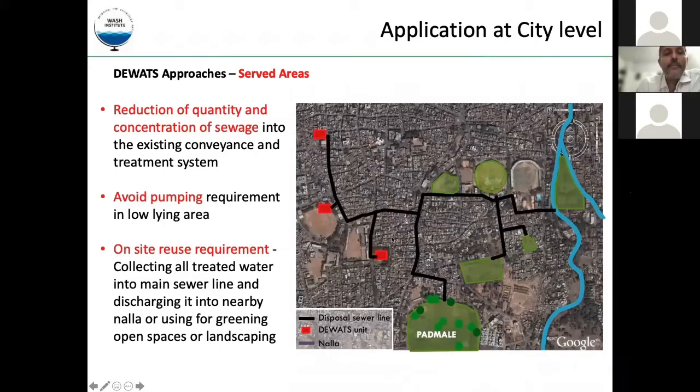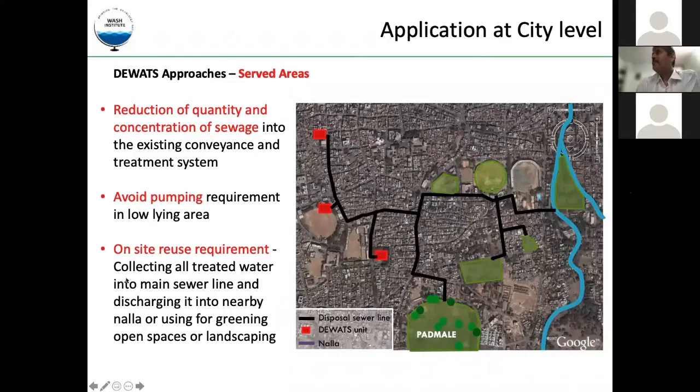Wherever you have a pumping station, maybe the pumping station can be avoided, and surrounding that, basically a low-lying area. So wherever there is a low-lying area, then pumping is always required. For such low-lying areas, we can use this. And of course, wherever you feel that there is a reuse requirement, there are many places now, because of the water scarcity, people are also tapping this water from the sewerage, treating it and reusing it.